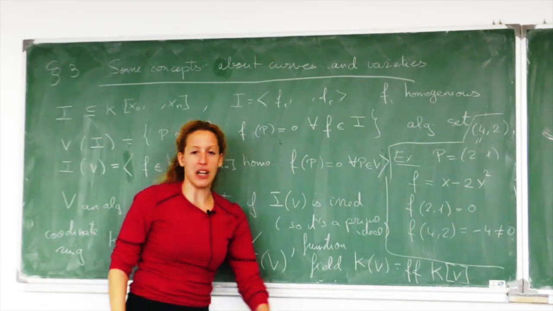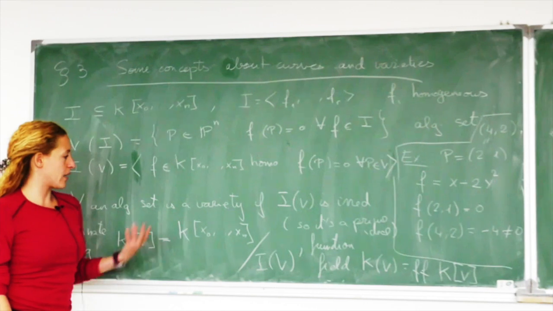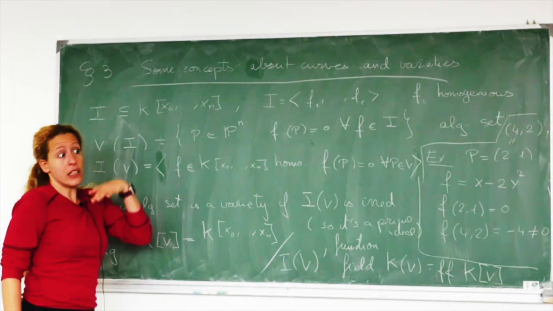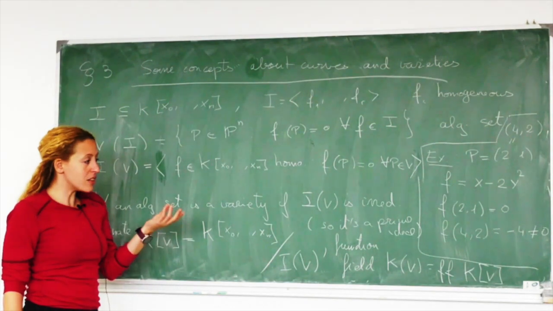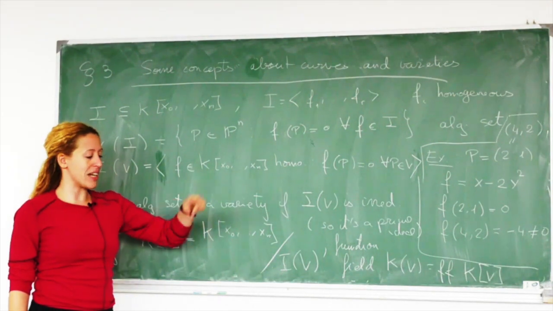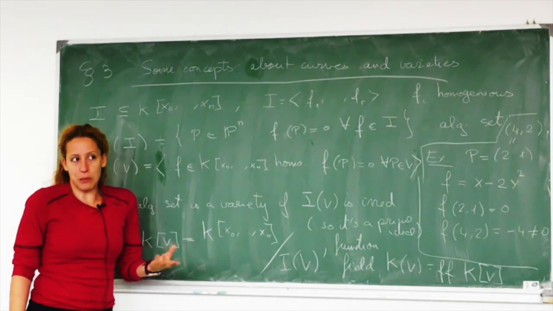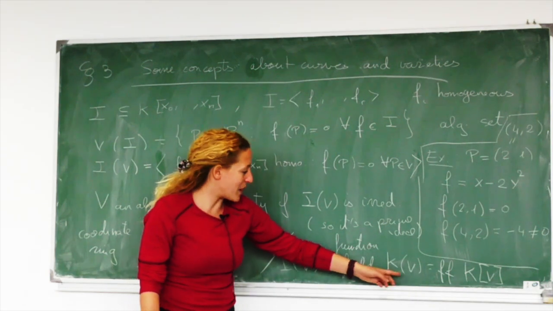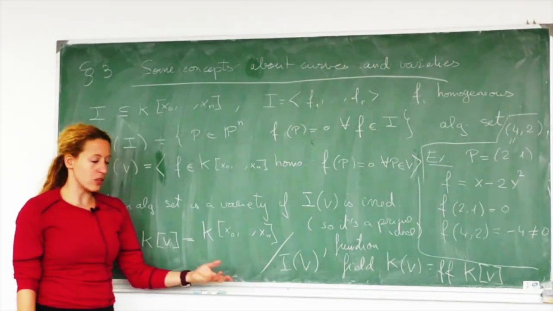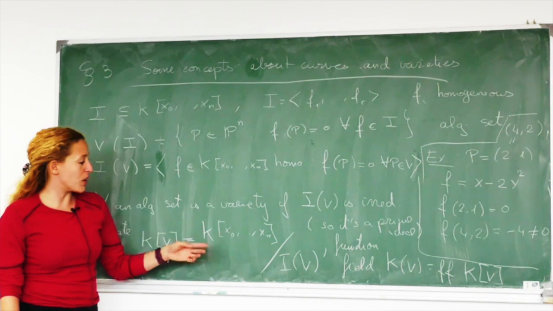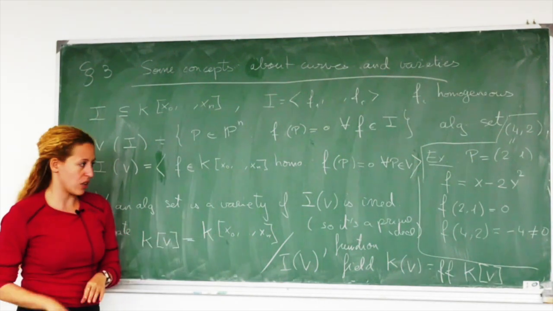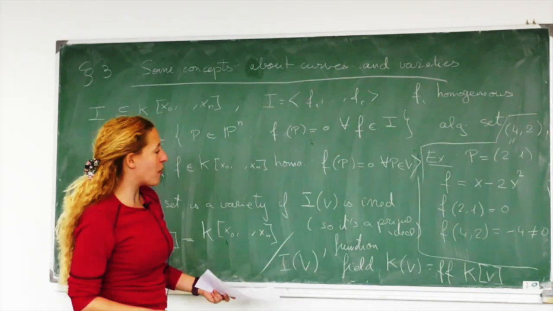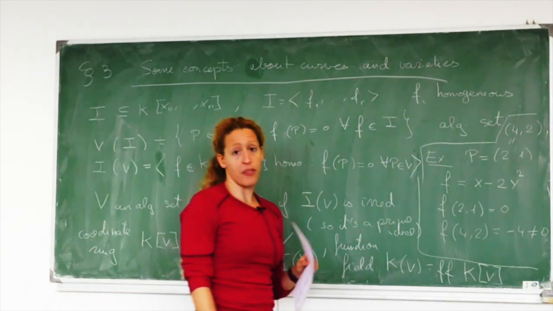The field of fractions construction is the same thing as if you think about the integers. The integers is a ring, and a natural way of constructing a field is that you allow inverting the elements in the ring. That means that you allow denominators. So this is the same construction. Basically, this field is just the fractions where the numerator and denominator are elements in the coordinate ring. Okay, so this helps us to define what is the dimension of a variety.